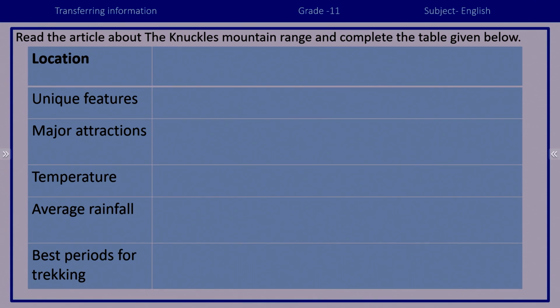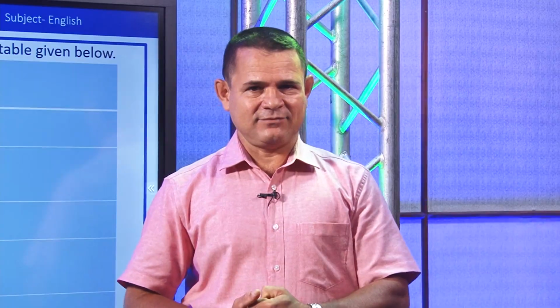What should be taken? First one, location. Location, you know, place, where it is, and unique features. Now, you know Knuckles, unique features, some things that you can see only in that area, right? And major attractions, something very attractive, and temperature and average rainfall and best period for trekking, that is best time to go there. So, these are the things that you have to take from the paragraph.